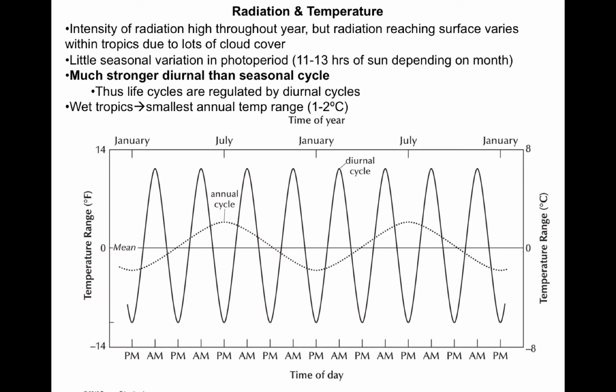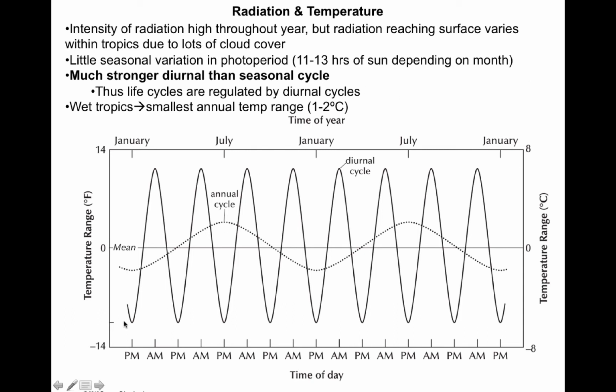Radiation and temperature. The intensity of radiation is high throughout the year in the tropics, but the radiation reaching the surface varies within the tropics due to lots of cloud cover. Little seasonal variation in the photoperiod. It's always about 11 to 13 hours of sun depending on the month and how far off the equator you are. There's much stronger diurnal than seasonal cycle in temperature as a result of all this. Wet tropics have the smallest annual temperature range of only 1 to 2 degrees Celsius over the year. So imagine living in a place where the temperature is always pretty consistent throughout the year.